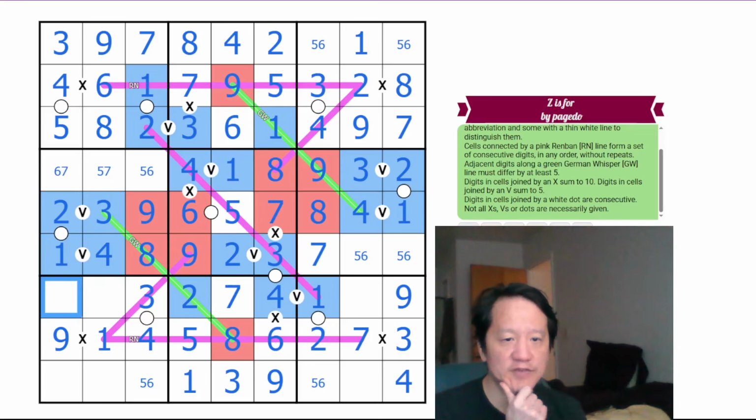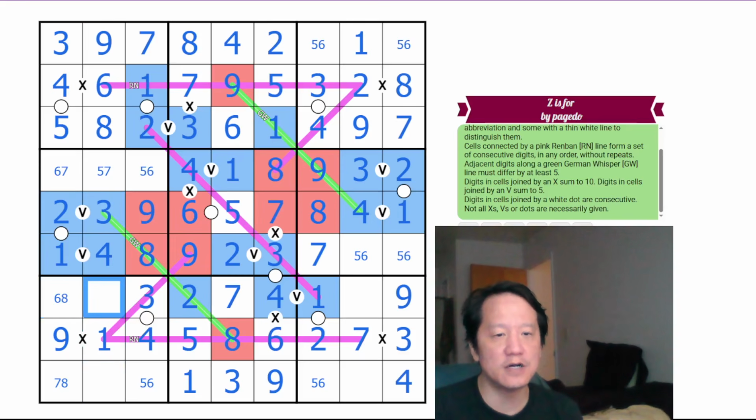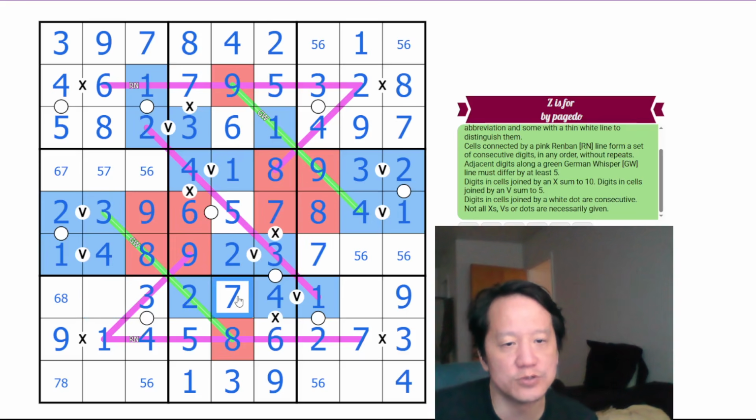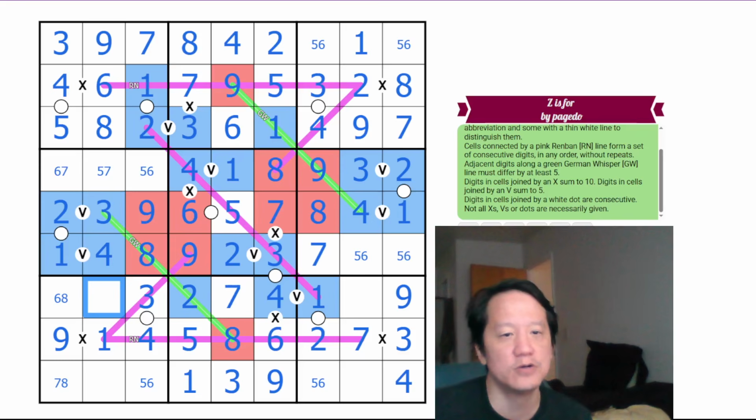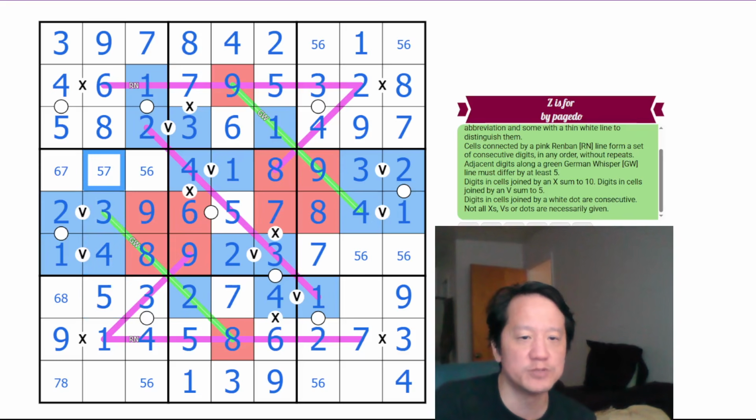Remaining digits of column 1, we have 6, 7, and 8. Okay. This can't be 7 because of the 7 in the row. This can't be 6 because of the 5, 6 pair in the row. So this has to be 7 or 8. This is 6 or 8. Remaining digits in column 2, we have 2, 5, and 7. This cannot be 2 or 7 because of 2 or 7 in the row. So this must be 5, which makes this 7.